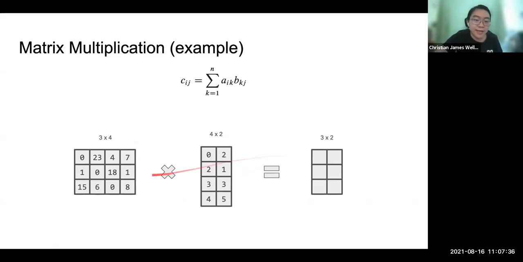And so the resulting matrix is a 3 by 2 matrix. Okay, and how you can compute this is you just take the row of the first matrix and the column of the second matrix, and then do a pairwise multiplication. So 0 times 0 plus 23 times 2 plus 4 times 3 plus 7 times 4. And hopefully I used my calculator correctly and computed that it's 86. Okay, and you can repeat this until all the cells are filled. So move the columns accordingly, then move down the rows, and so on until everything is filled. Okay, so there's matrix multiplication.